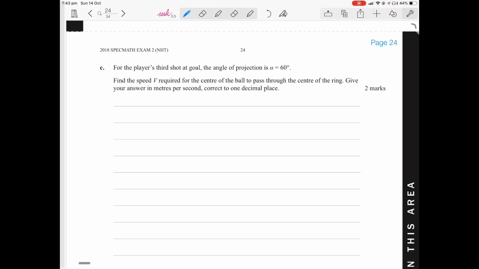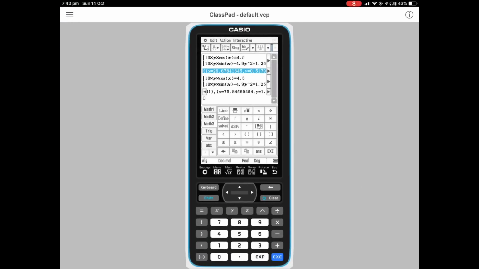Find the speed. Okay, so this time we're going to use the same thing, but that's 60. That's 60. And we'll say that that's x. And that's x. And there's no restriction on that. So 7.78. 7.787. How many decimal places did it want?